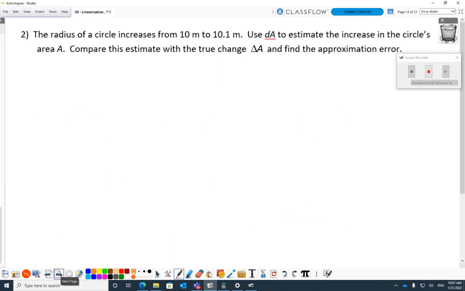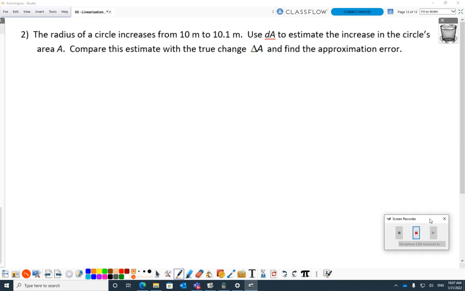Well, it wouldn't be complete without a word problem, would it? No, of course. Let's get a word problem going here. The radius of a circle increases from 10 meters to 10.1 meters. Use dA to estimate the increase in the circle's area A. Compare this estimate with the true change, delta A, and find the approximation error. What are you talking about? Okay, well, let's find dA by dr, shall we? Let's get that first. Differential questions start like that. Just get the derivative first, then you can launch your ship after that.